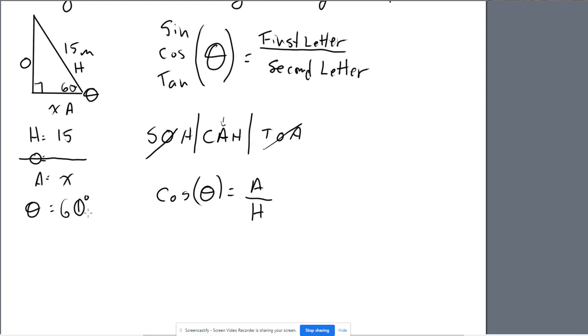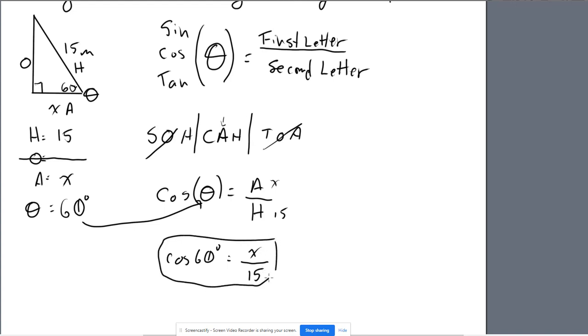So now I'm going to fill in the values that I have. So I know that theta is 60 degrees. I know A is going to be X, and I know that H is going to be 15. So I'm going to fill that in. So we're going to have the cosine of 60 is going to be equal to A, which in this case is X, over H, which in this case is 15. So this is a lot of the work. If I were giving you a test on this stuff, just getting this set up would be worth probably half of the marks of the question.